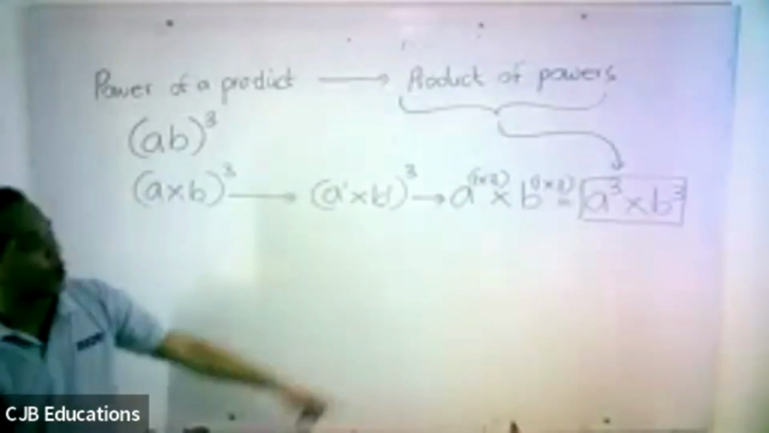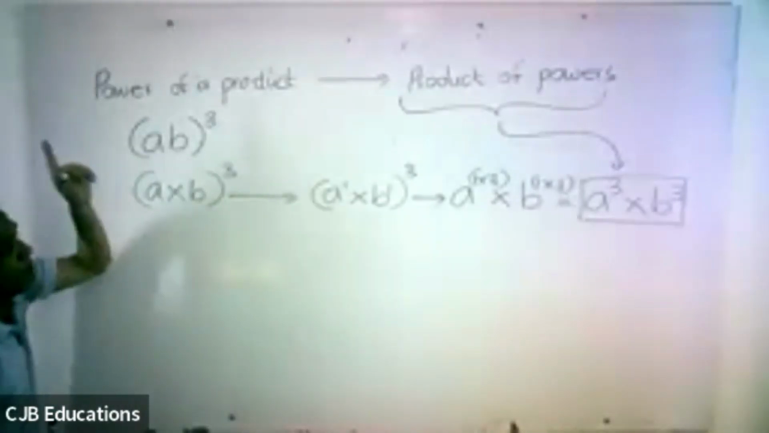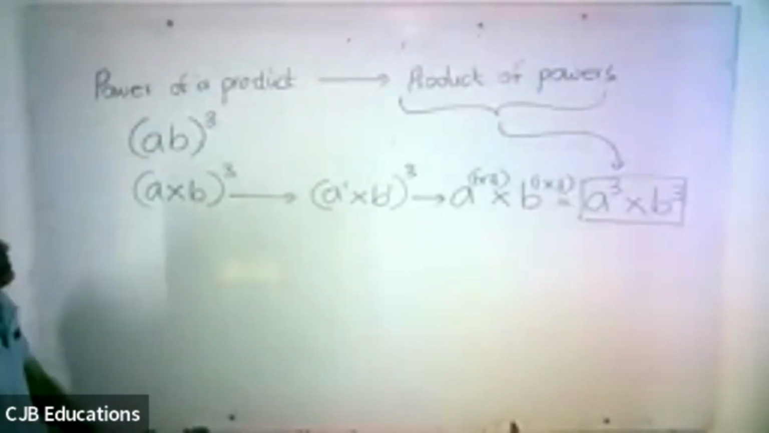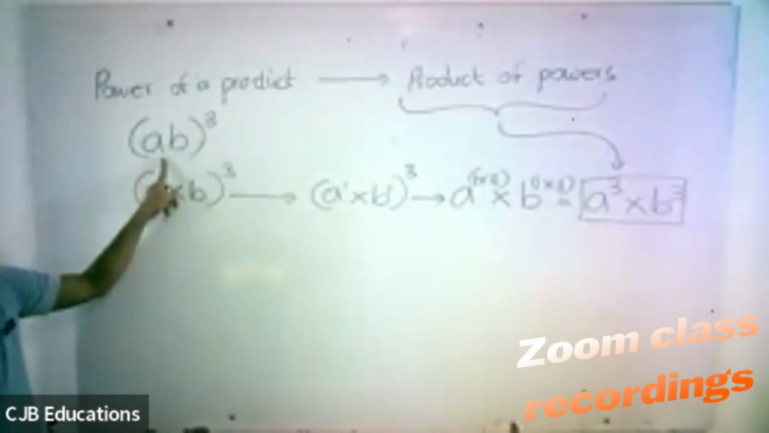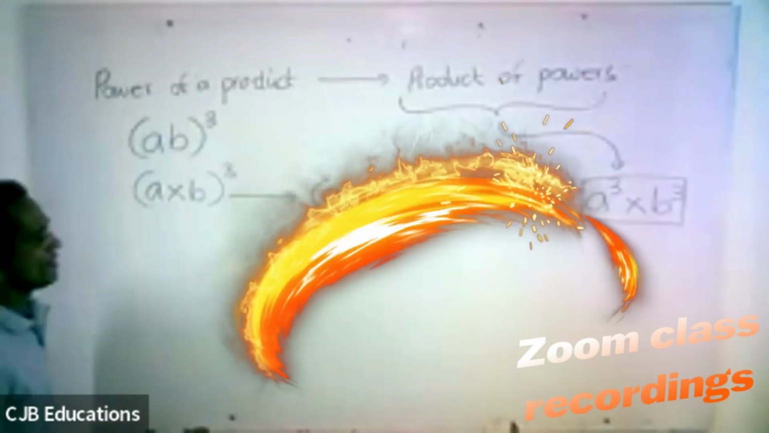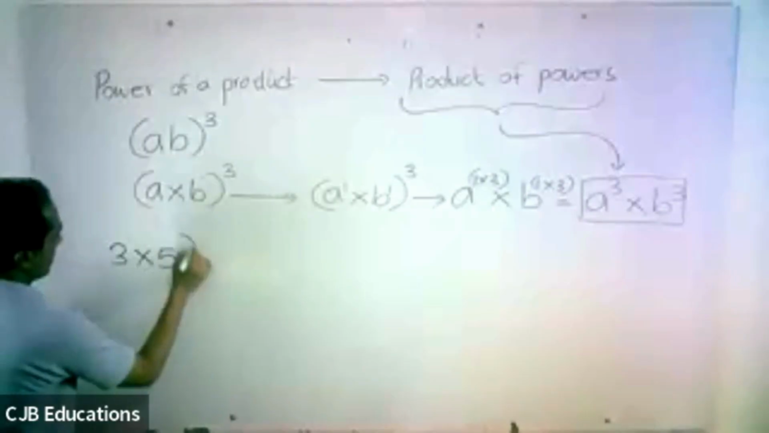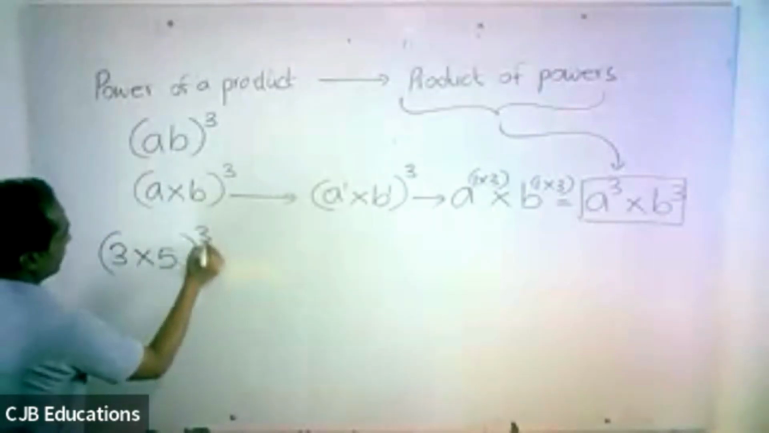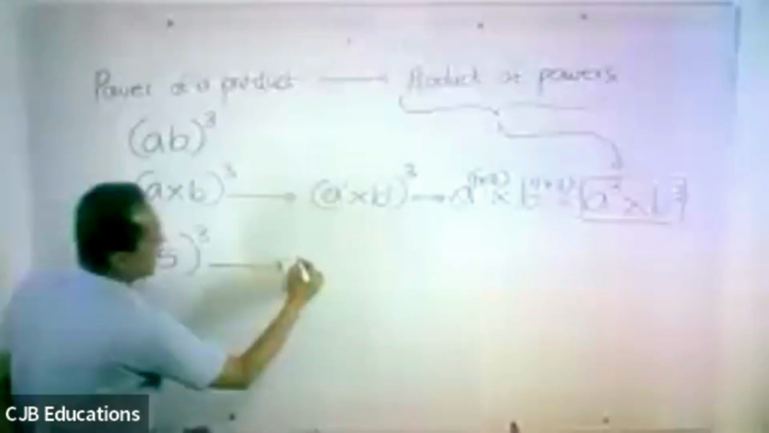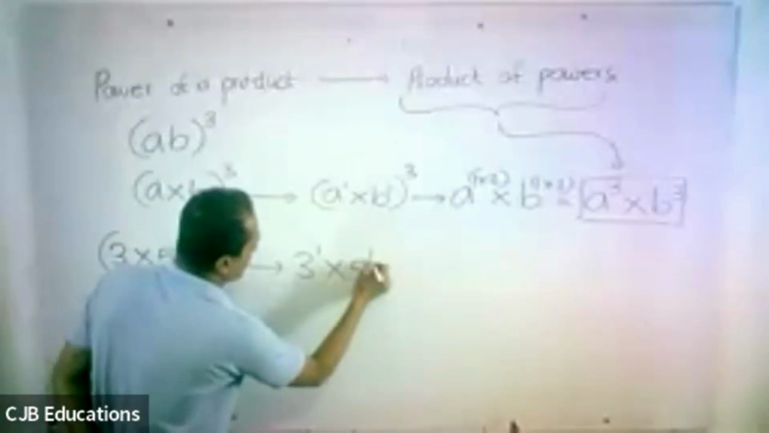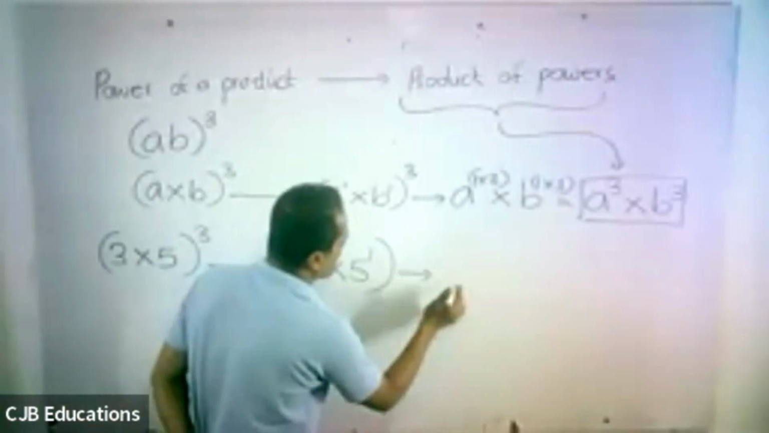How did we get that product of powers by considering the given power of a product? Here the given power 3 is for the product AB, AB all to the power 3. You see another one. We can remove this bracket: 3 to the power 1, 5 to the power 1. We can remove the bracket according to the indices law.